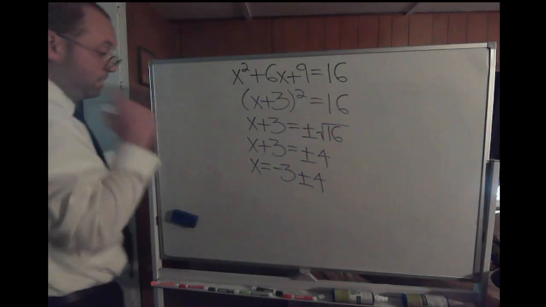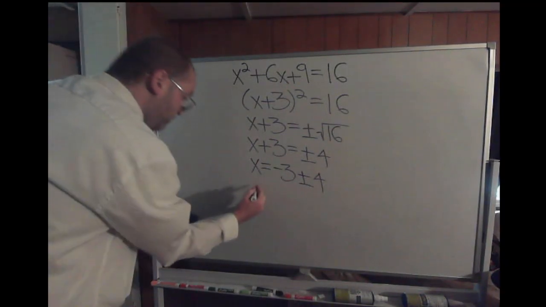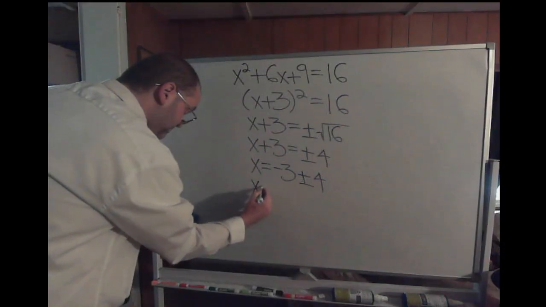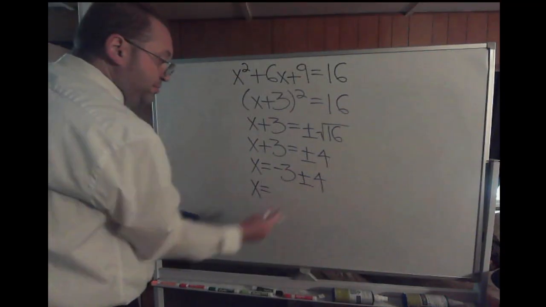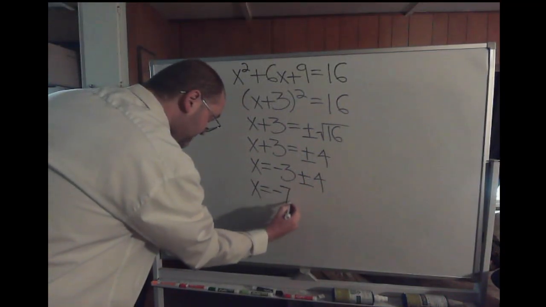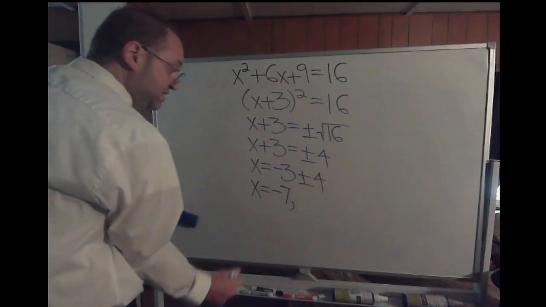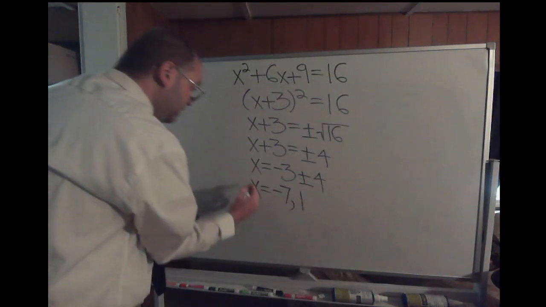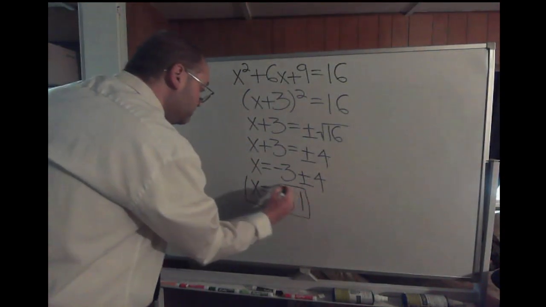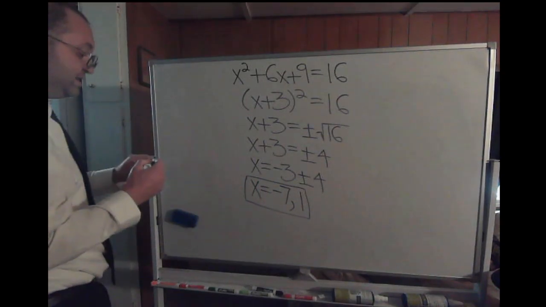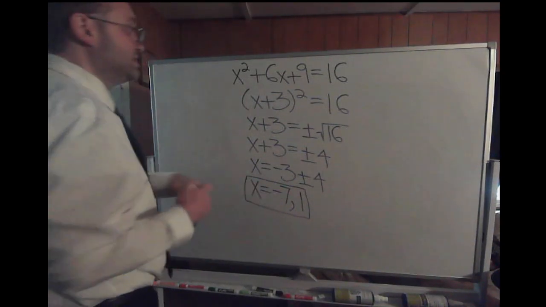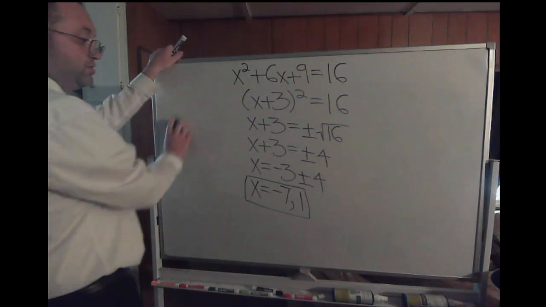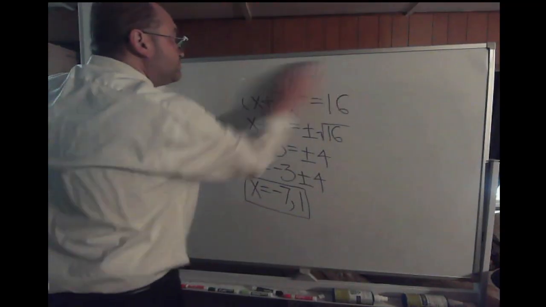Well, we can add and subtract 4. Let's see. If we do negative 3 minus 4, we get x as negative 7. If we do negative 3 plus 4, we get x as positive 1. So the two solutions to this equation are x equals negative 7 and positive 1. Both of those would be the solution.